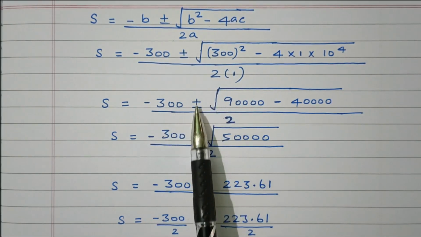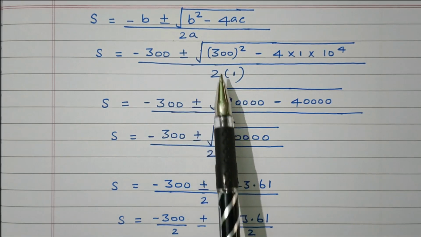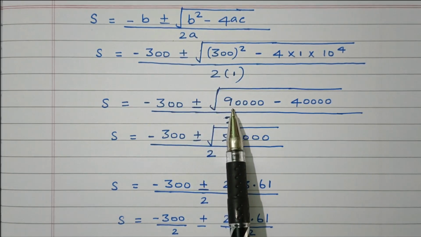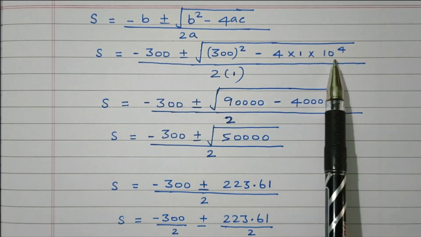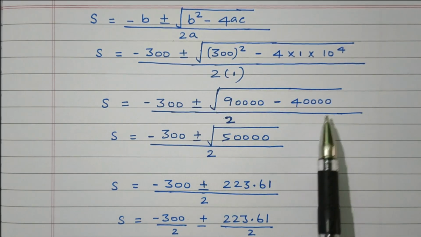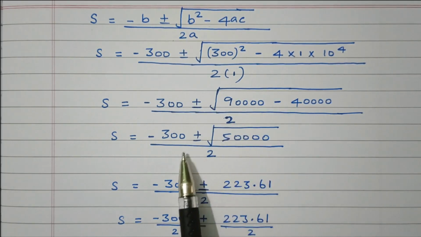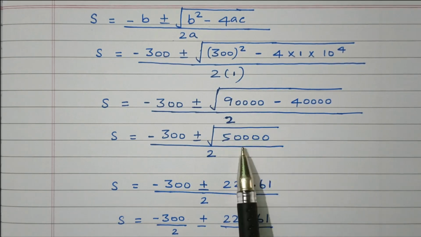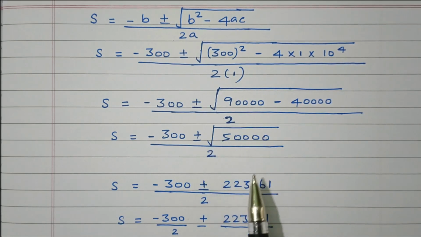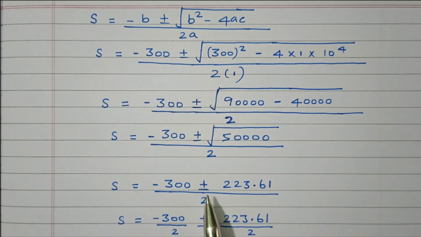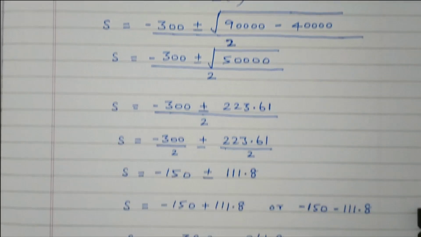So minus 300 plus or minus square root of 300 square is 90,000 minus 4 into 10 to the power 4, that is 40,000, divided by 2. So 90,000 minus 40,000 is 50,000, square root of 50,000. So minus 300 plus or minus square root of this 50,000 is 223.61 divided by 2. Here plus or minus is there. Based on that, we'll get the two different roots.